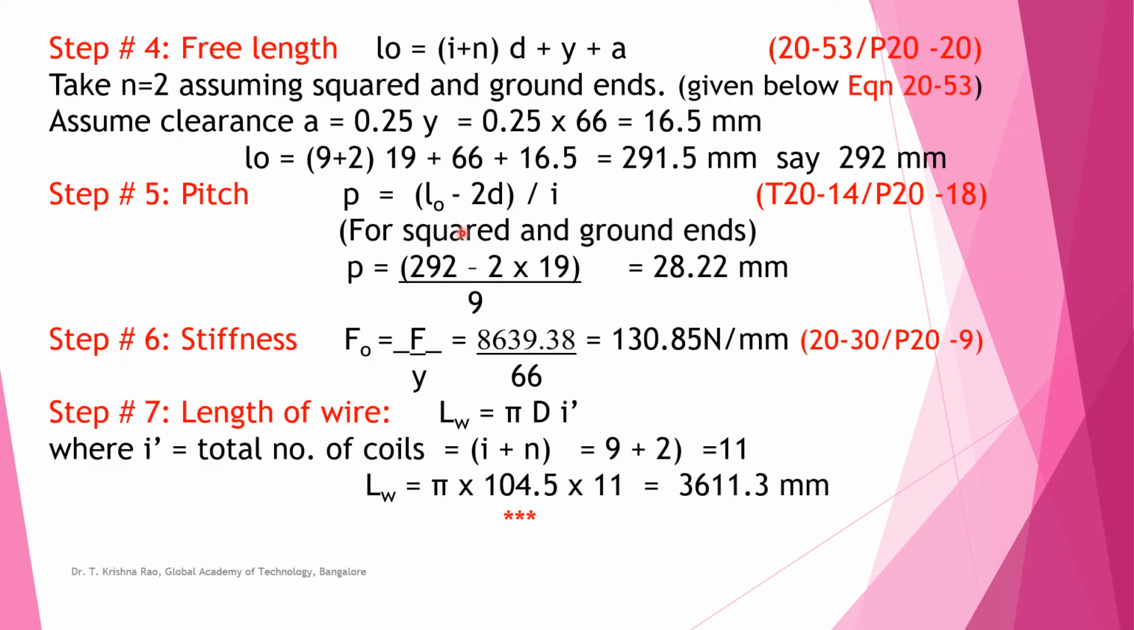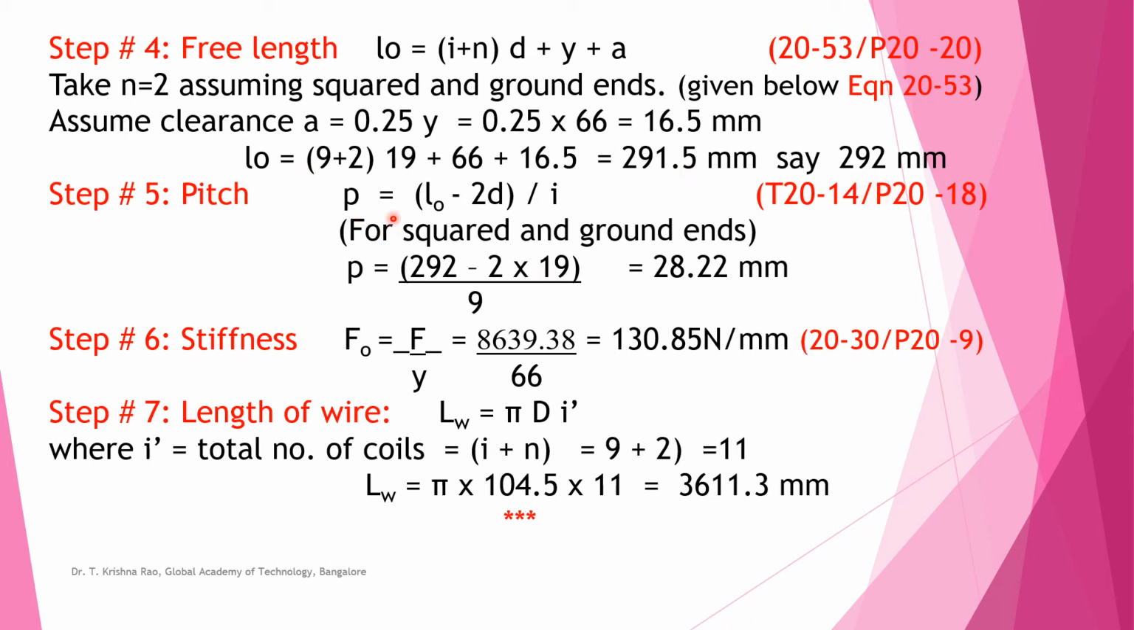Then we go to free length. What is the height of the spring? Equation: i plus n into d plus y plus a. This n is always 2 for us, assuming squared and ground ends. a is always clearance. We will always take it as 0.25 into y. n we always take as 2. Then we calculate the free length and we round off conveniently to 92.